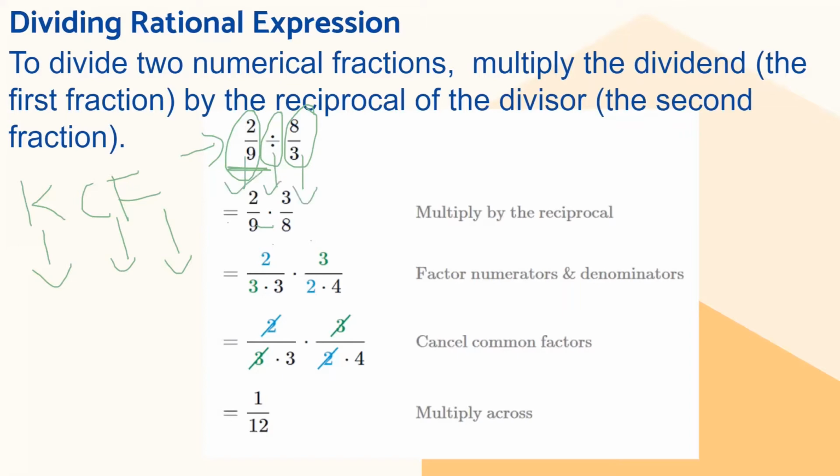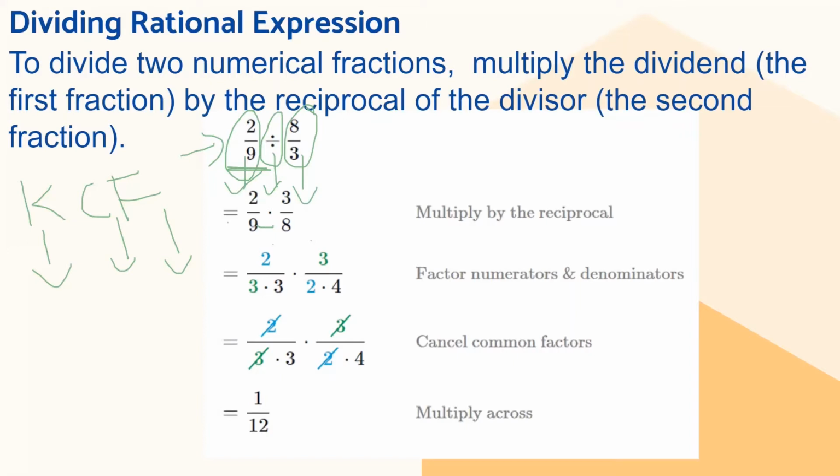Once you do that, you look for common factors. Just simplify it. You guys should know how to simplify rational expressions by now. You look for common factors, cancel them out. Whatever you are left with, you just multiply them across, and then you have your answer, okay?